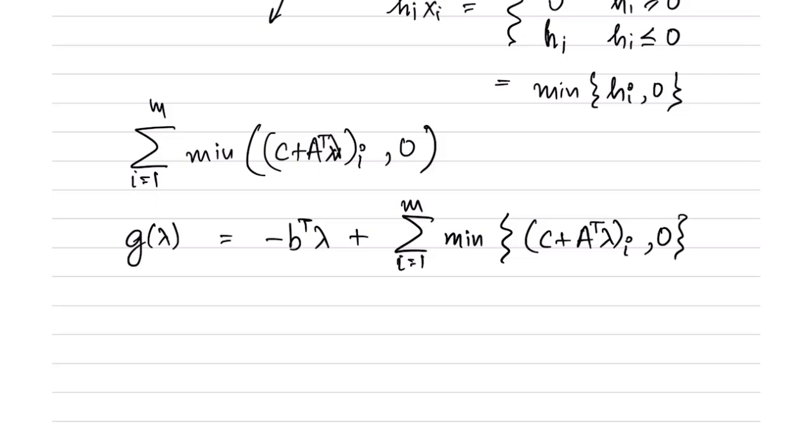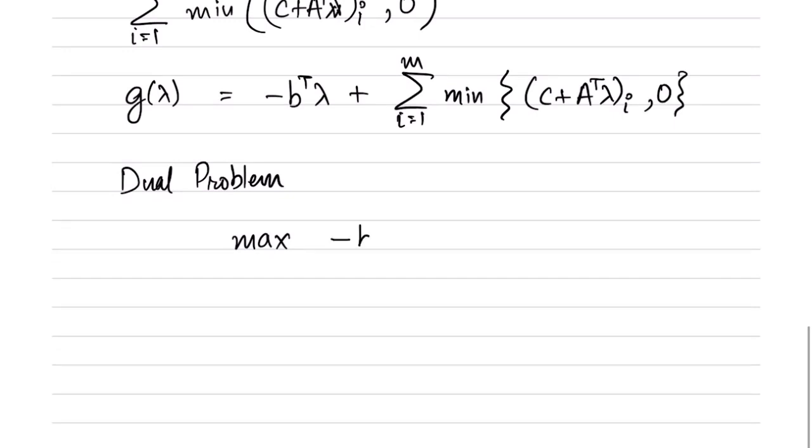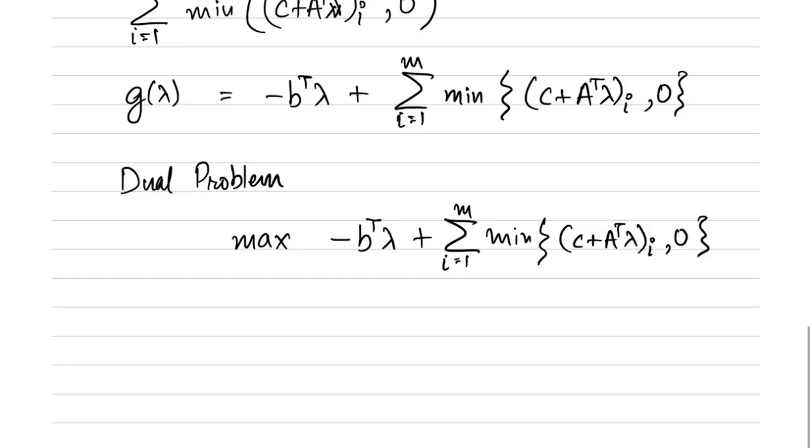Let us now write down the dual problem. So what is the dual problem? We have the maximum over lambda of this objective, so minus b transpose lambda plus summation over i equal to 1 to m of min of (c plus A transpose lambda)_i comma 0, subject to the constraint lambda greater than or equal to 0. Let us simplify it a little bit.